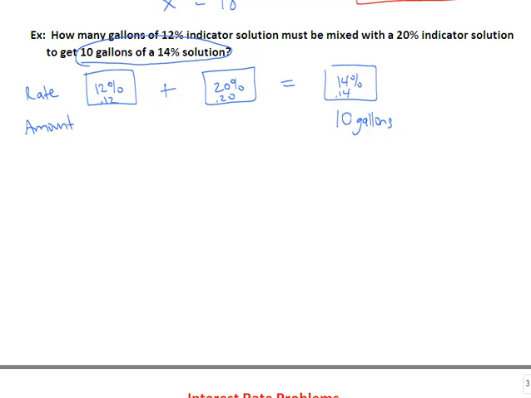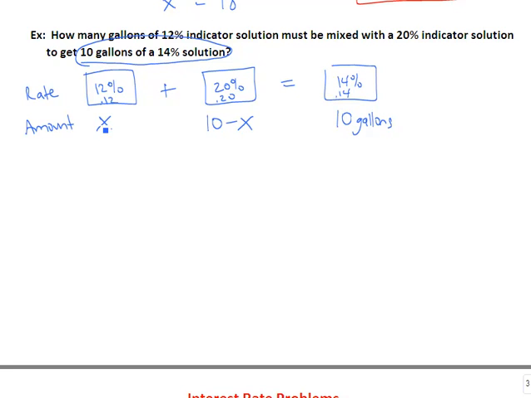Now to make the problem doable so that it's solvable as a linear equation, we want to make sure that we only use one variable. So you want to pick one of these 2 initial amounts to be your x. It doesn't really matter which one. I'm going to let x be the amount of the 12% solution that we need. Now if I know that I have x in this first amount and I want to get to 10, then the amount that needs to be in the second box here has to be 10 minus x. And let's think about why that is.